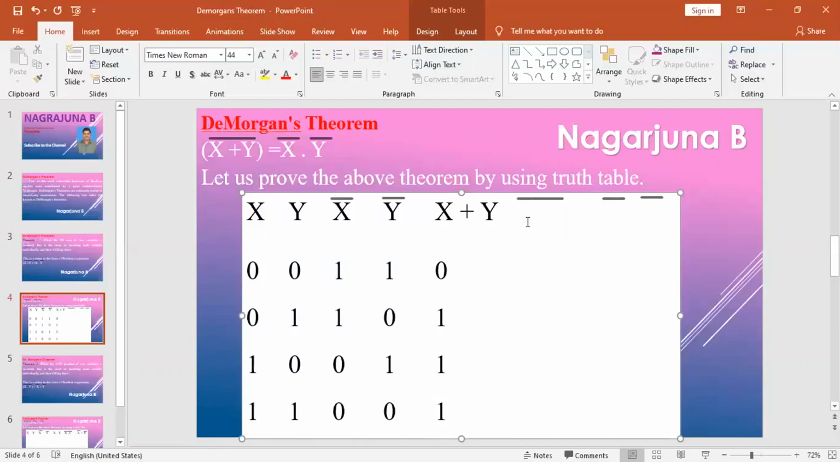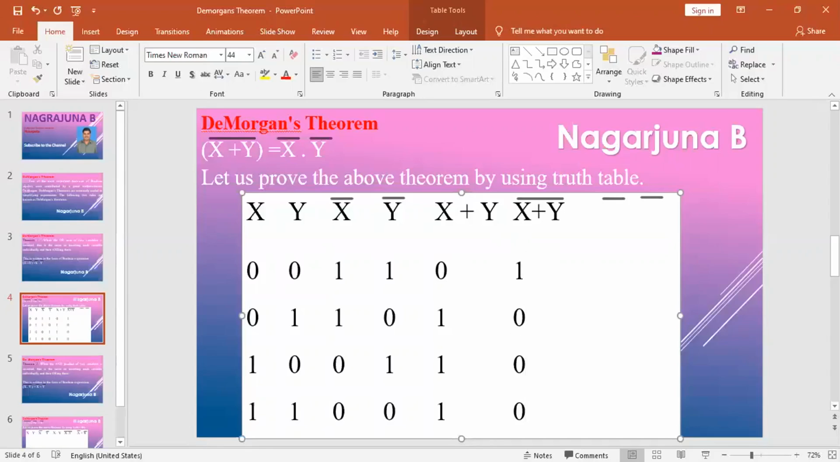Next we need to find x plus y whole bar. X plus y bar is nothing but the inversion of the value of x plus y. So the x plus y value is 0, its inversion will be 1. 1 means 0. Again 1, it will be 0.